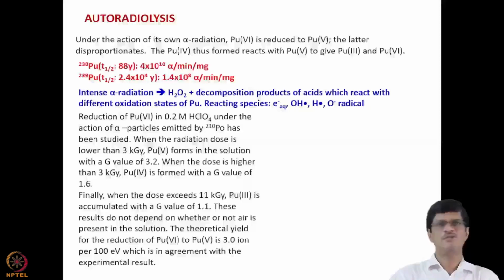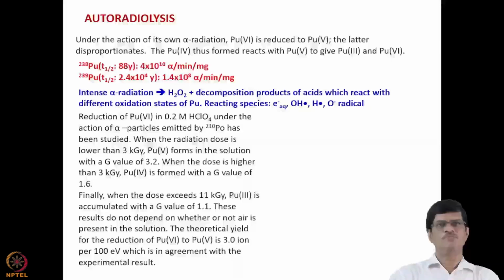And the alpha which is emitting from them, you can see if you have 1 milligram of plutonium 238, this gives 4 × 10^10 alpha per minute. And if you have 1 milligram of plutonium 239, it gives 1.4 × 10^8 alpha per minute.